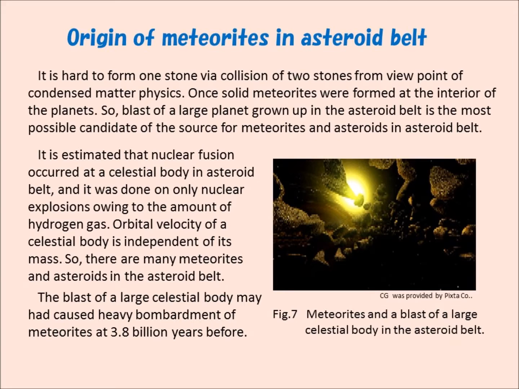It is estimated that nuclear fusion occurred at a celestial body in the asteroid belt, and it was done only as nuclear explosions owing to the amount of hydrogen gas. The orbital velocity of a celestial body is independent of its mass. So, there are many meteorites and asteroids in the asteroid belt. The blast of a large celestial body may have caused the heavy bombardment of meteorites 3.8 billion years ago.